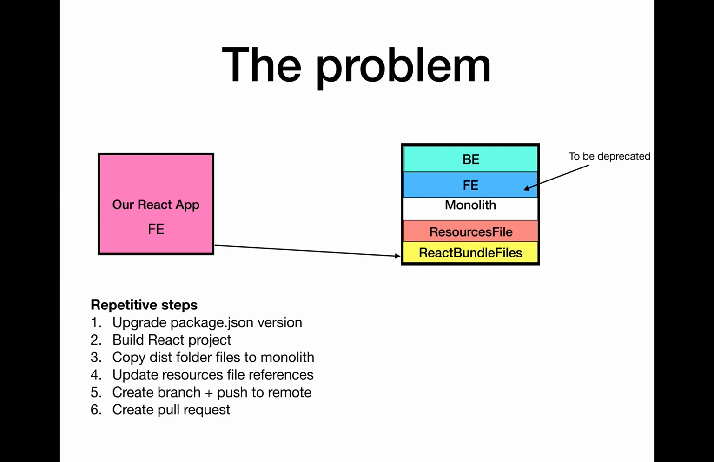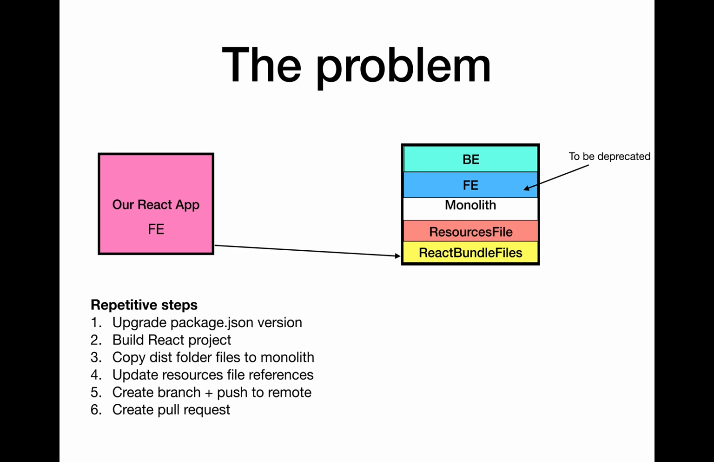So let's see. The problem that we had at my current company was, I can't see the cursor, but let's see the pink block. The pink block square represents our current React application, which is going to be replacing the front end in our monolith. The monolith is this square, which is supposed to be white, and it has all those layers, back and front end, resources file, and React bundle files. So we want to deprecate the front end and at the same time decouple the front end from the monolith, so we can make it more robust and easily maintained, with more teams working together, automated processes, testing, and so on.